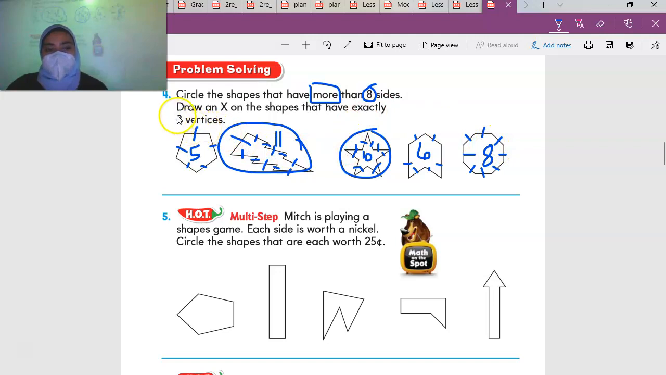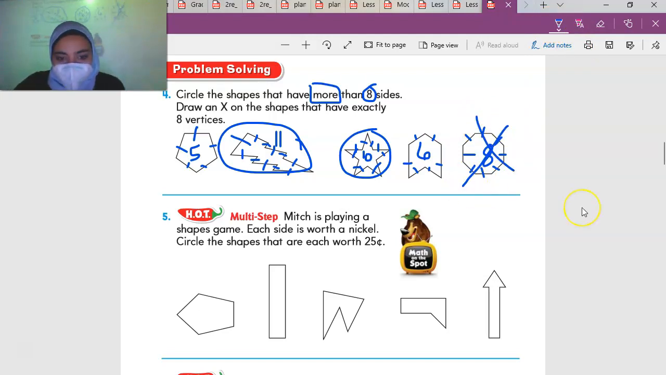Let's see the second part. Draw an X on the shapes that have exactly 8 vertices. Which one has exactly 8? The octagon, the last one. So we're going to, I'm sorry, not circle it, X it. My bad. X.